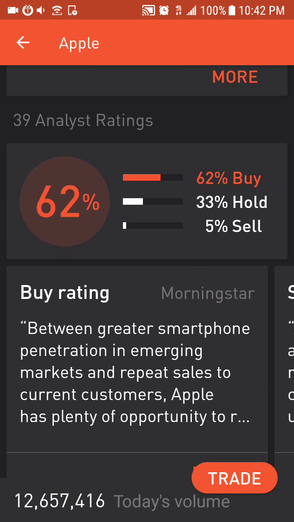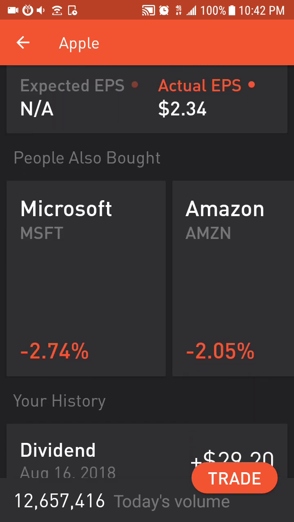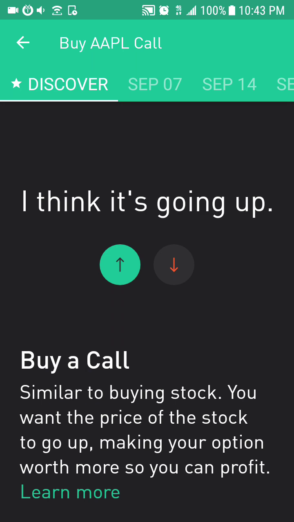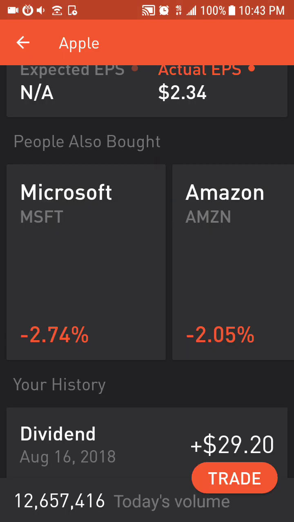Analyst ratings, where you can view buy, hold, and sell ratings from Wall Street analysts. People also bought, where you can discover other stocks investors bought on Robinhood, including competitors, suppliers, and more. Being able to trade options on Robinhood web and mobile. So you can see trade options right here. Trade global stocks, where you can invest in international companies traded on exchanges outside of the US stock exchange, and trade during extended market hours.